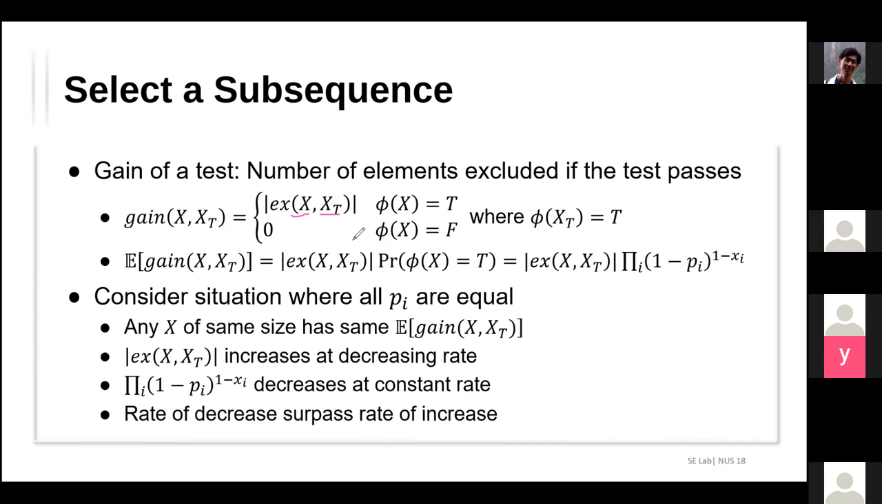Essentially, for example, in our case there are eight statements initially, and if in my new subsequence I only take six statements, then I have a gain of two. So it's just the difference in size between the previous and the current.